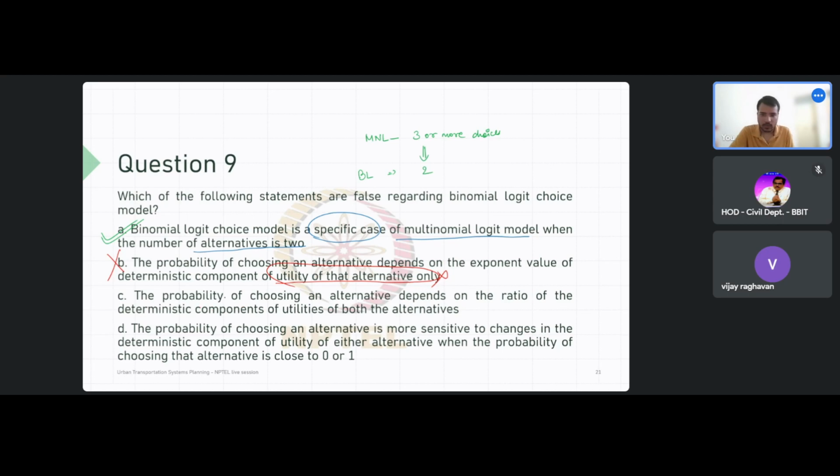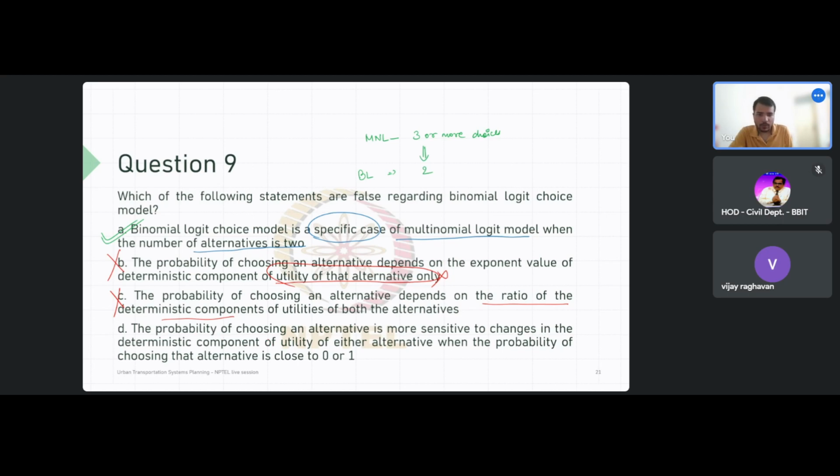Then we have C. Probability of choosing an alternative depends on the ratio of the deterministic component. So no, this is not true. It depends on the exponent. So e to the power V1 divided by e to the power V1 plus e to the power V2. We take the utility, raise it to the exponent, and then take the ratio. So C also we can select as false.